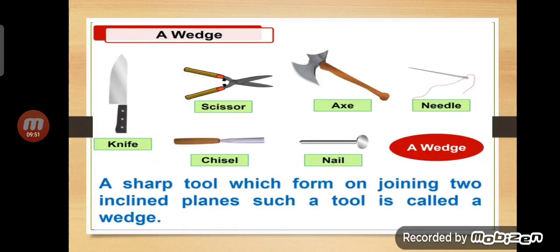sharp tools such as knife, scissors, axe, needle, chisel, and nail, etc. But children, what do we call these sharp tools? Yes, right children. Such tools are called a wedge. So let's define, children, a wedge, okay? A sharp tool which is formed on joining two inclined planes, such a tool is called a wedge.